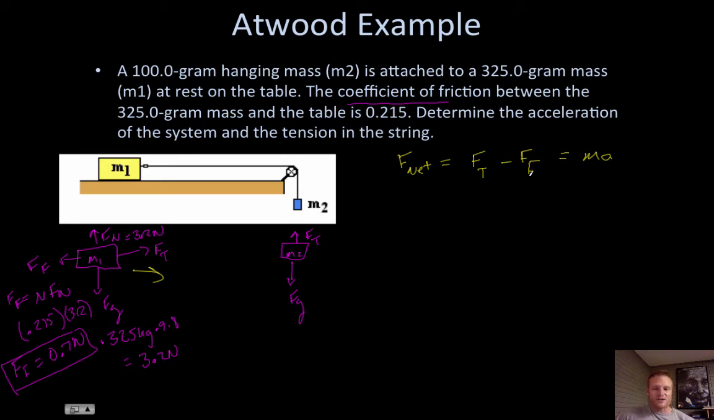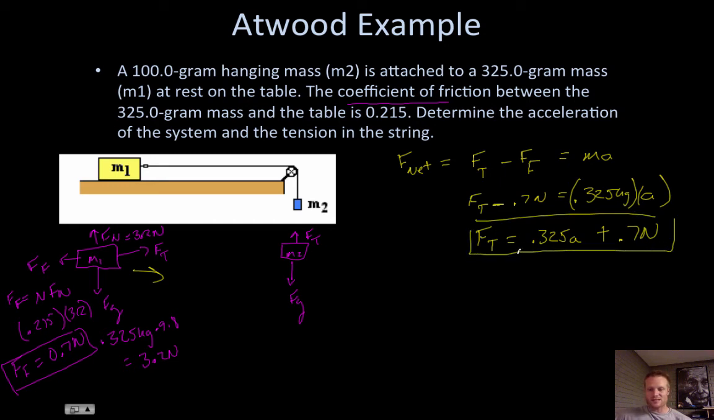Let me see if I can simplify this a little further, because I know a few more numbers, right? I know that the force of friction is 0.7 newtons. I know that the mass is 0.325 kilograms, and I don't know A. So really, F sub t minus that is equal to MA, so F sub t is equal to 0.325 A plus 0.7 newtons. I'm going to start dropping these units a little bit. Okay, that is one equation I'm going to be using. How did it become plus 0.7? I just added 0.7 to both sides. All right, so that's one equation.